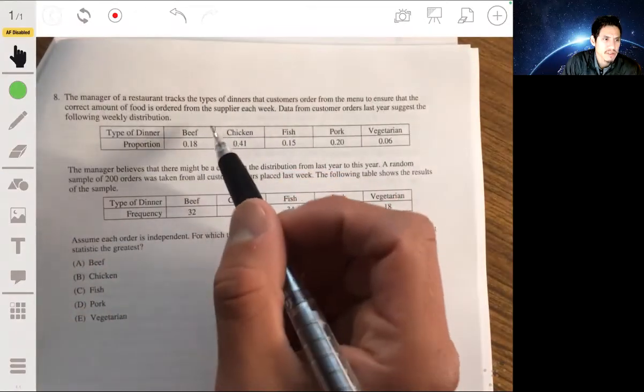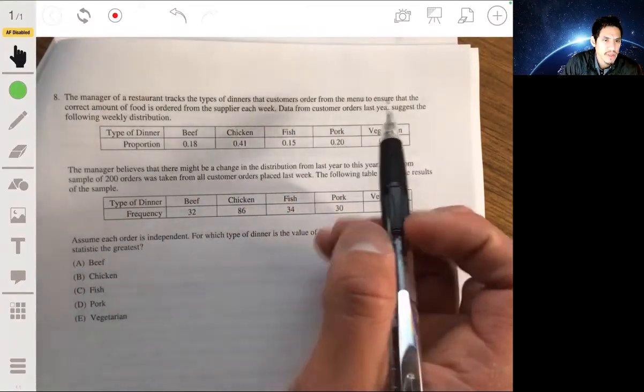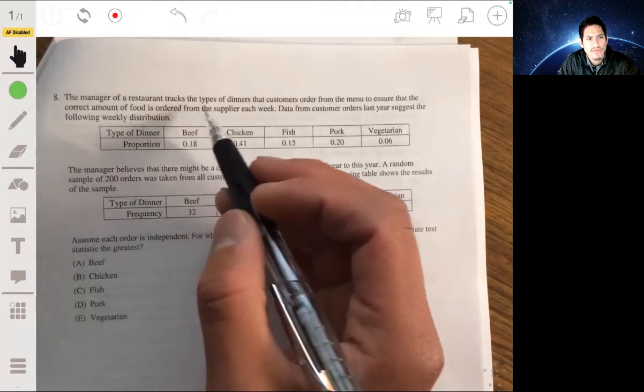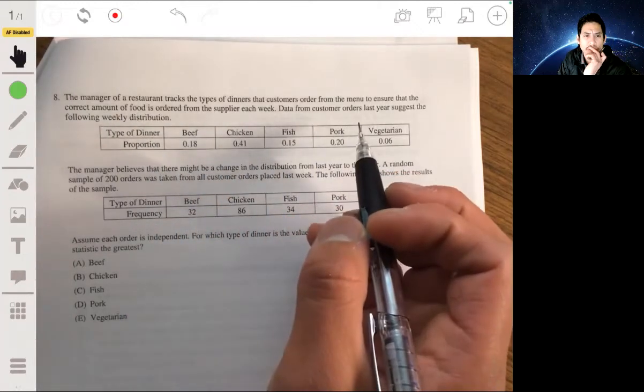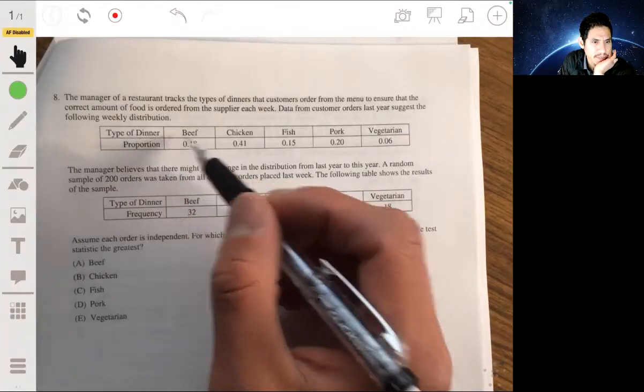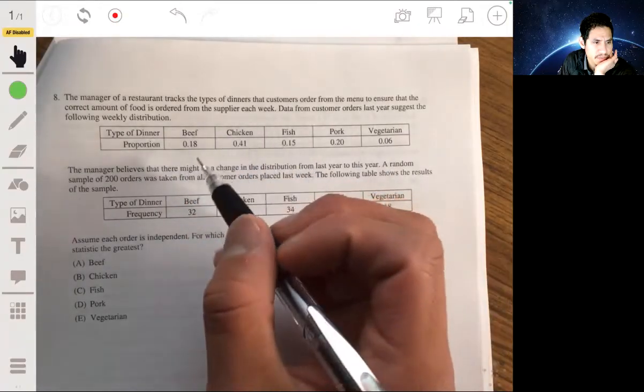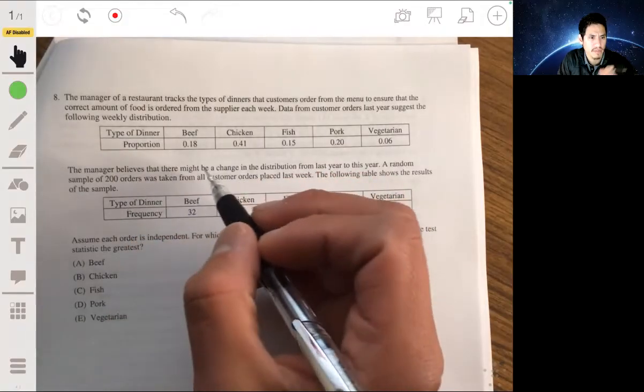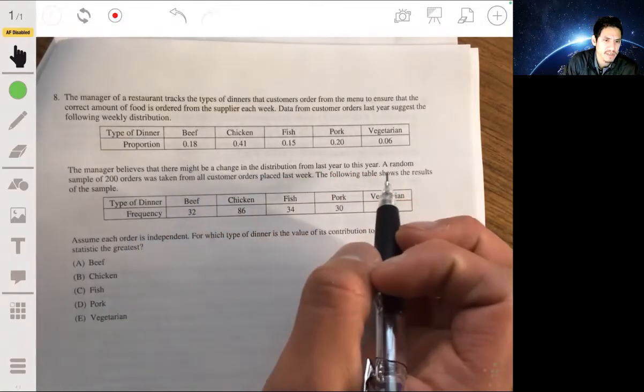All right, 8. The manager of the restaurant tracks the types of dinners that customers order from the menu to ensure that the correct amount of food is ordered from the supplier each week. Data from customer orders last year suggests the following weekly distribution. Here are the types of dinners and their proportions. The manager believes that there might be a change in distribution from last year to this year.